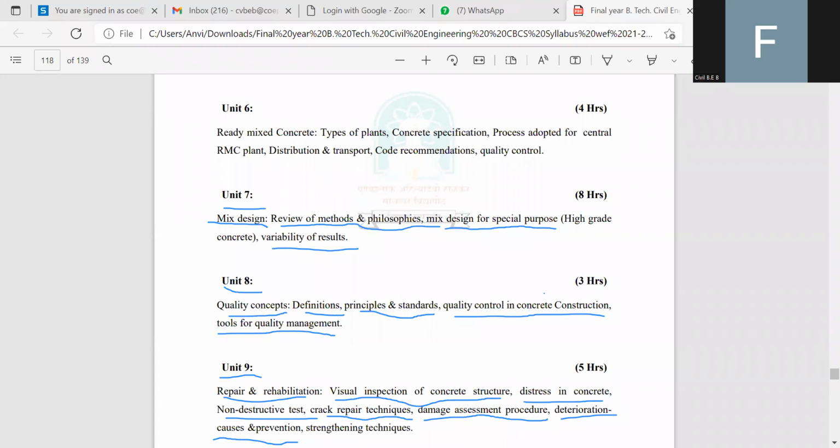How can we protect steel from corrosion? Who will tell me how we can protect the corrosion of steel? So if steel is corroded, how to prevent the corrosion?